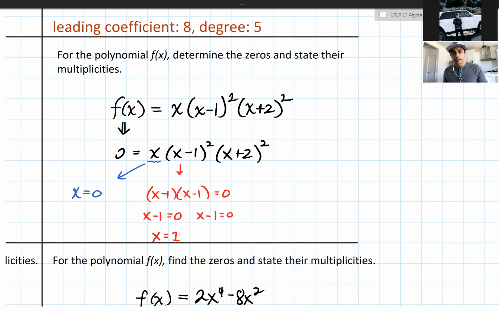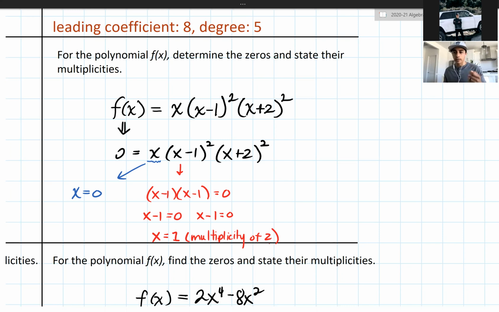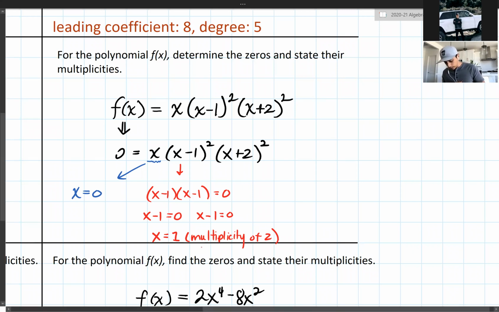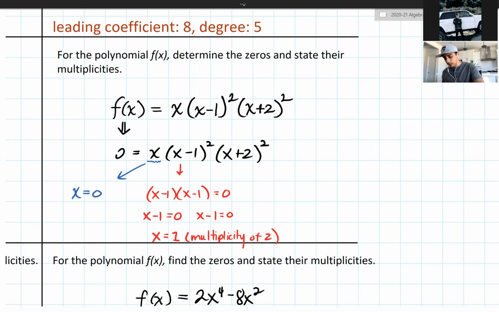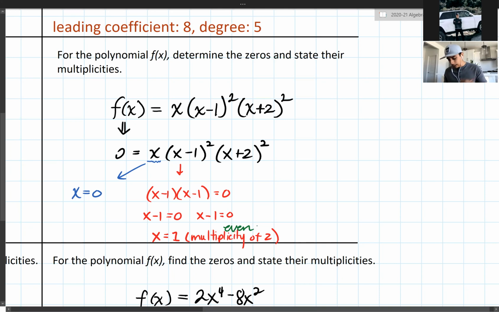The same solution shows up twice. So this is something that we would often maybe say double root. But in this case, we're not going to say double root. We're going to say multiplicity of 2. Right? It's a multiplicity of 2 because the solution is showing up twice. Right? If the solution would have shown up 3 times, then we would have said multiplicity of 3. Okay. So what do we know about x equals 1? That means it's a multiplicity of 2. What is 2? 2 is even, right? So we have even multiplicity at x equals 1.